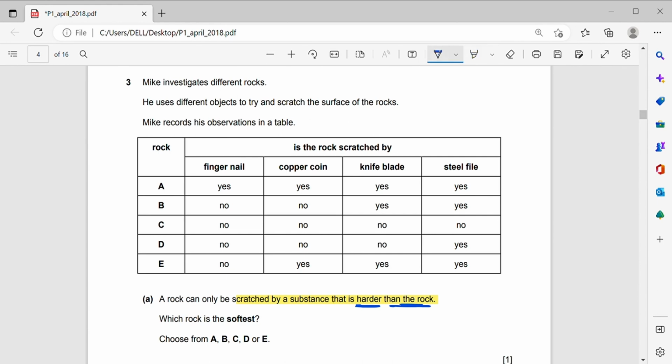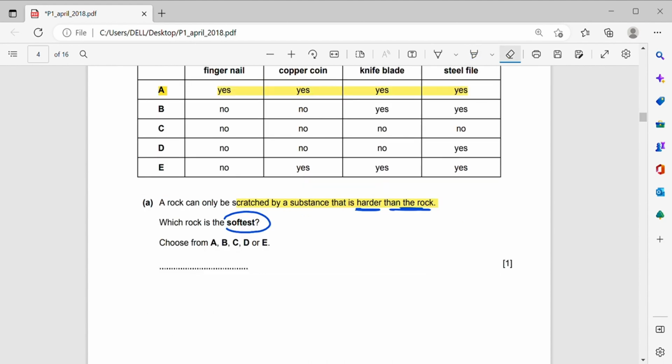So, which rock is the softest here? A, B, or C, and D? The softest one means it's what? It is scratched by all the given examples here. So which rock here is scratched by the fingernail, the copper coin, the knife blade, and the steel file? Only rock A. The softest rock is rock A.